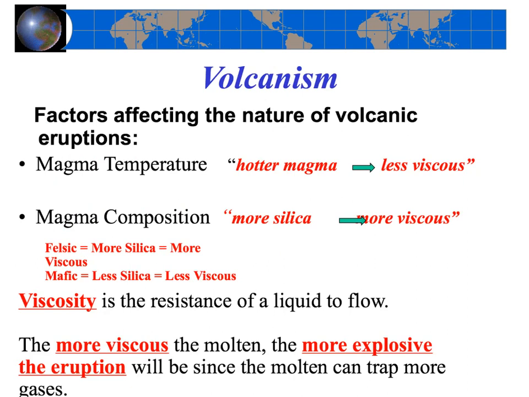And so we relate that back to Bowen's reaction series. So felsic means more silica, so it's thick, and mafic means less silica, so it's runny. And remember that viscosity is the resistance of a molten to flow. And typically the more viscous it is, the molten just kind of sits down inside the ground because it's so thick, so it can't run, so it just builds up and builds up and builds up, and it eventually explodes.